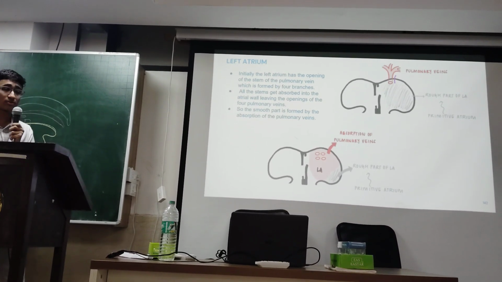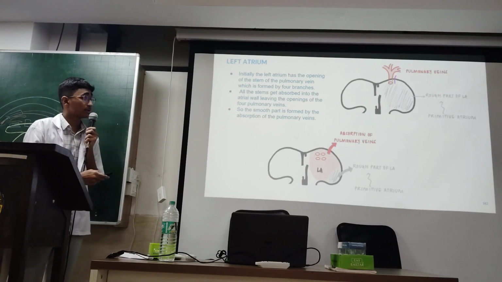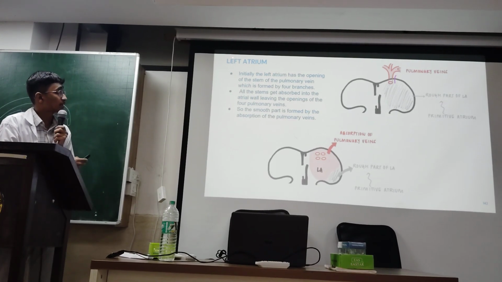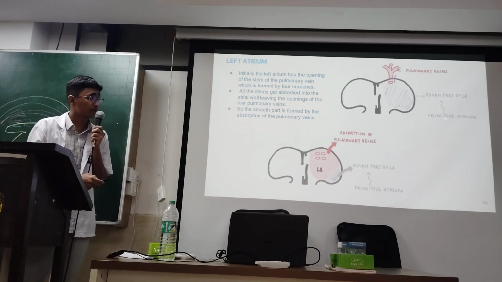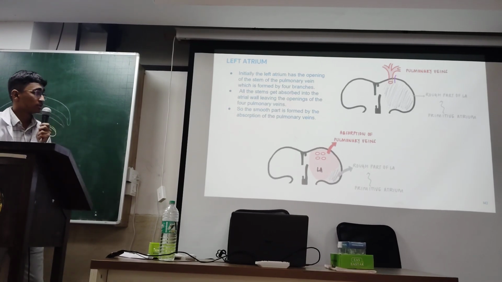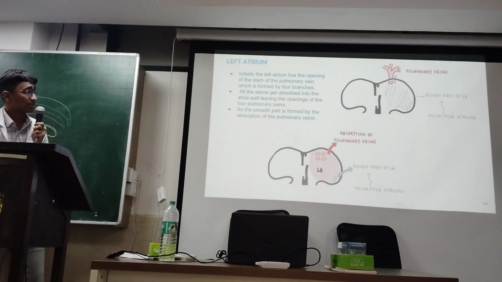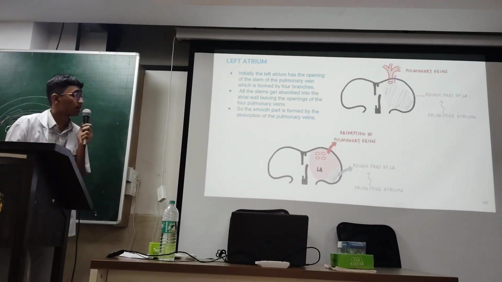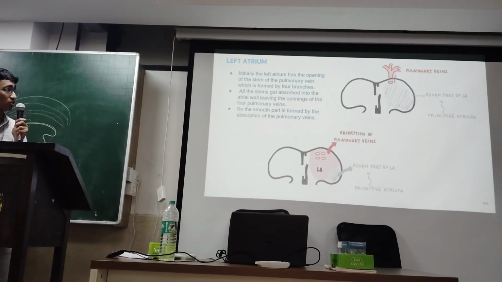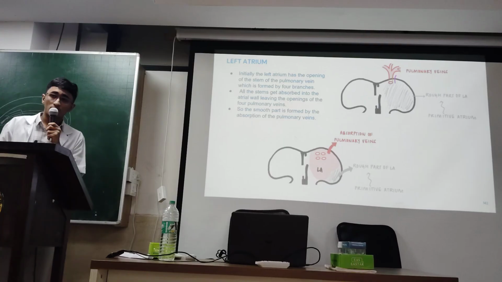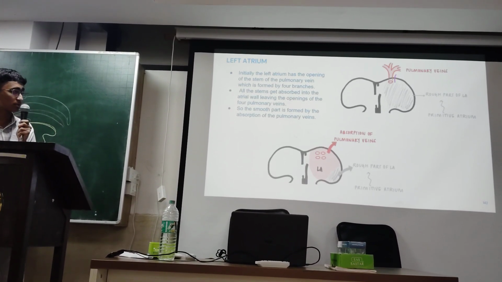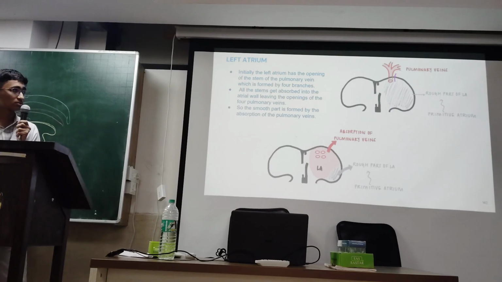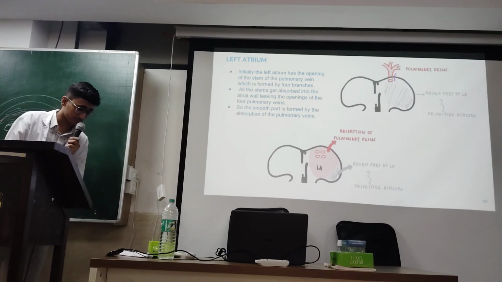Now, last slide. This is the development of the left atrium. Here, as for the right atrium, the rough part was developed from the primitive atrium, and initially the left atrium has the opening of the stem of the pulmonary veins, which are formed by 4 branches. All the stems get absorbed into the wall later on, and this will form the smooth posterior wall.